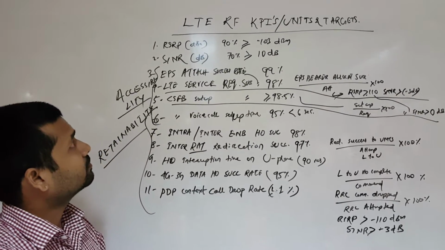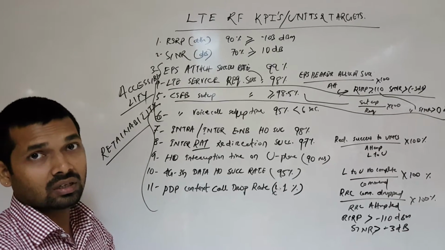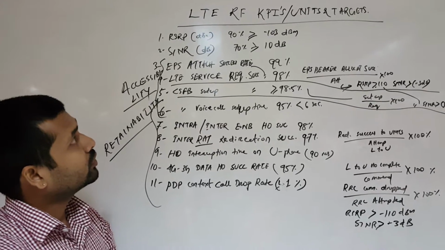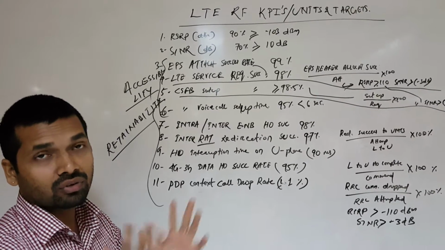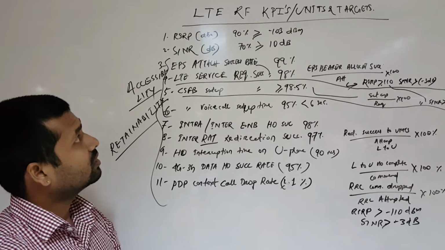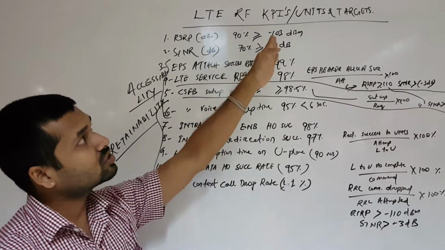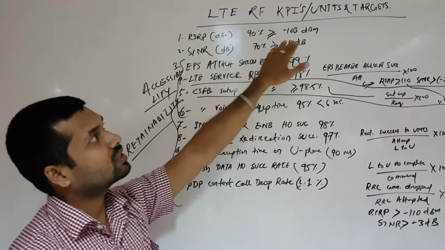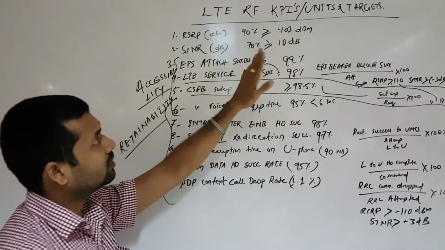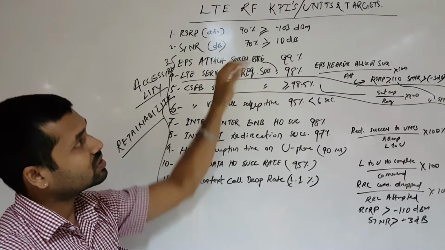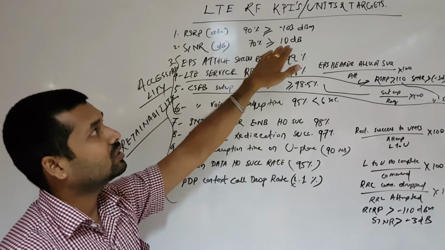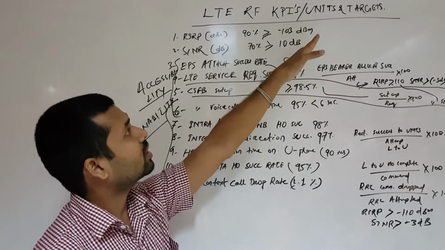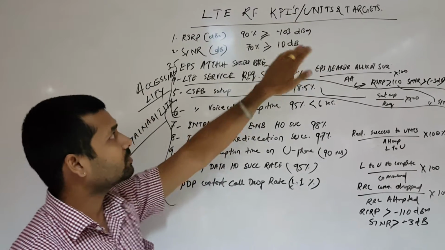Basically, we'll start from RSRP. It's a field level KPI. In the drive test, we collect these RSRP samples. The RSRP for a town, a cluster, or a site should be in the range of greater than minus 103 dBm. 90% of the samples should be greater than minus 103 dBm. For SINR, 70% of the samples should be greater than or equal to 10 dB. So the unit for RSRP is dBm, and for SINR it is dB.